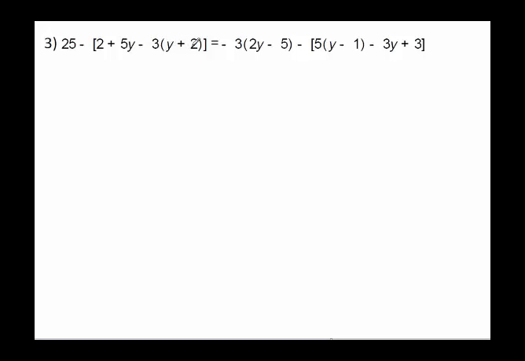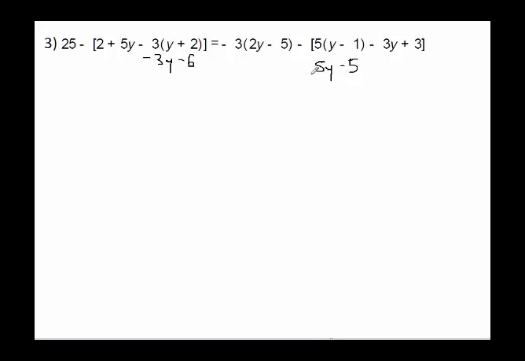Negative 3 times y plus 2. So this becomes negative 3y, because negative 3 times y is negative 3y. Then negative 3 times positive 2 is negative 6. Let's open up this parentheses over here, again trying to get rid of the brackets. So the 5 times y minus 1 becomes 5 times y minus 5 times 1, which is 5.